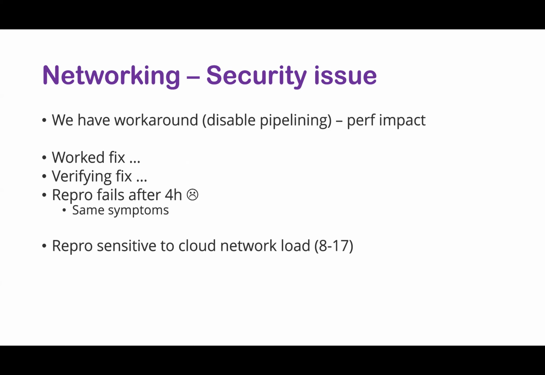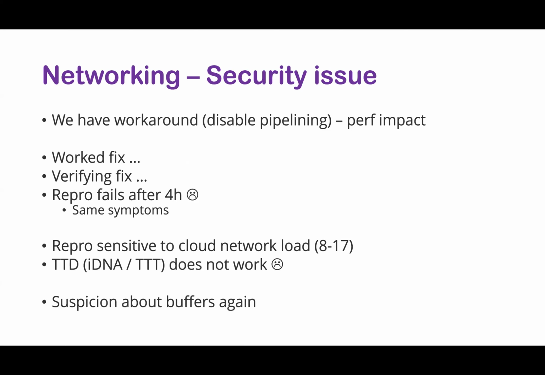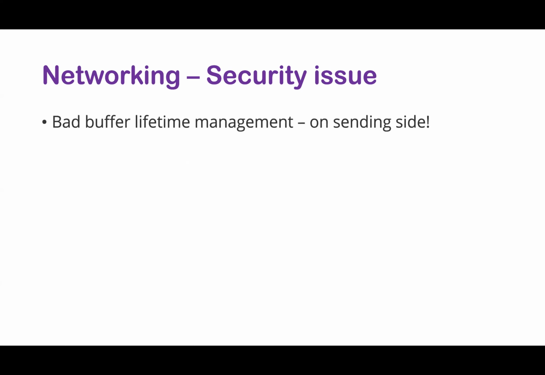Turns out after 5 p.m., you were less likely to hit it because there was less load on the cloud, and timing was a key thing on the network and on the cloud. So time travel tracing for 4 hours, forget it. That would be petabytes maybe, I don't know. So we got suspicions about the buffer that I mentioned again. We added some logging and guess what? We found another bug, and that bug was 13 years old.